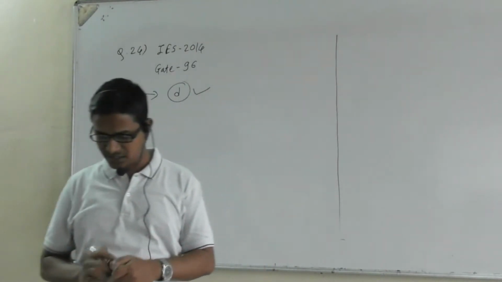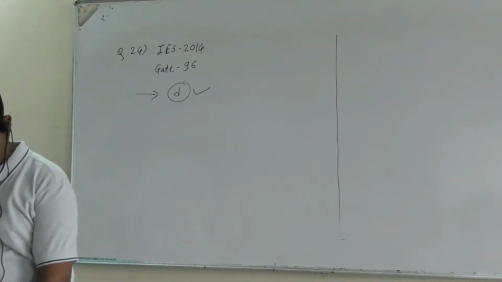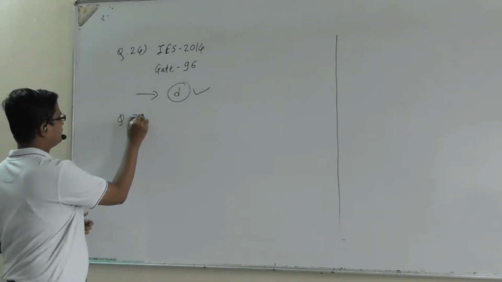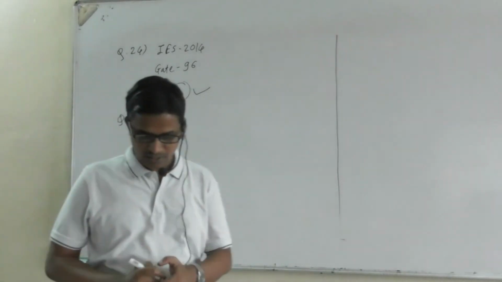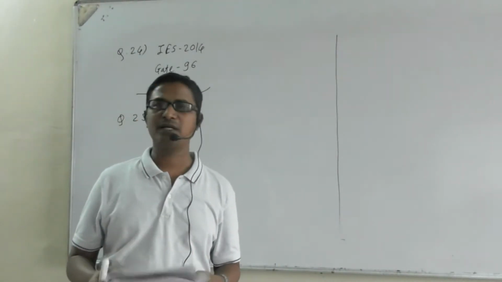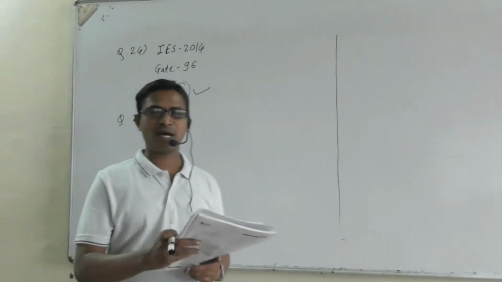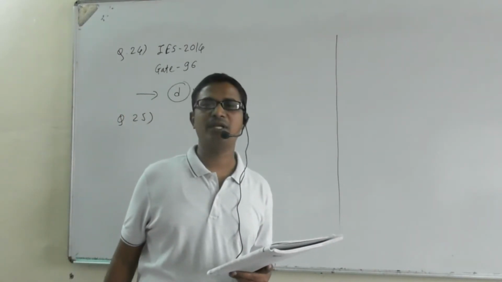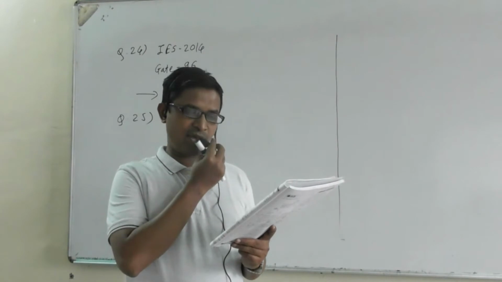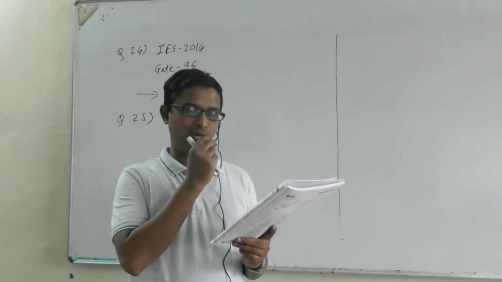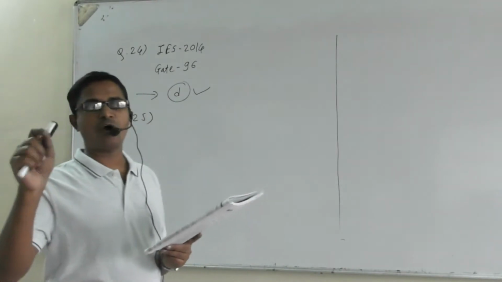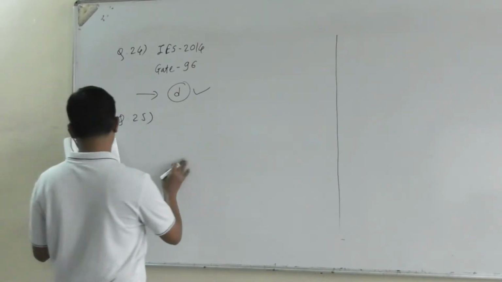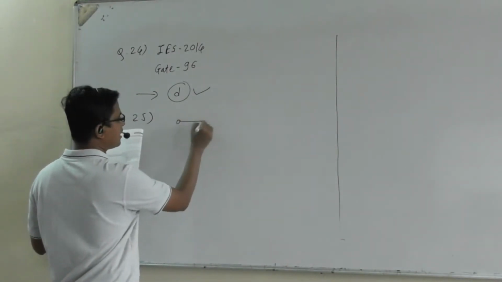Okay, next, let us discuss the next question. Check question number 25. A power electronic switch is realized by SCR and diode as shown below. Identify the static operating points on the VI plane.